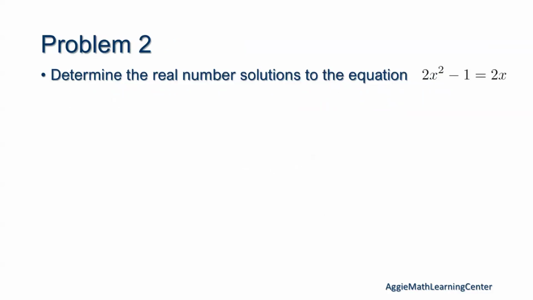First, we're going to determine the real number solutions to this equation. It has to be equal to 0 in order for the quadratic formula to work. So I'm just going to rewrite this over here: 2x squared minus 1 equals 2x. We're going to subtract 2x from both sides so we can set it equal to 0. We'll get 2x squared minus 2x minus 1 equals 0. And now this is in a form that we can use the quadratic formula.